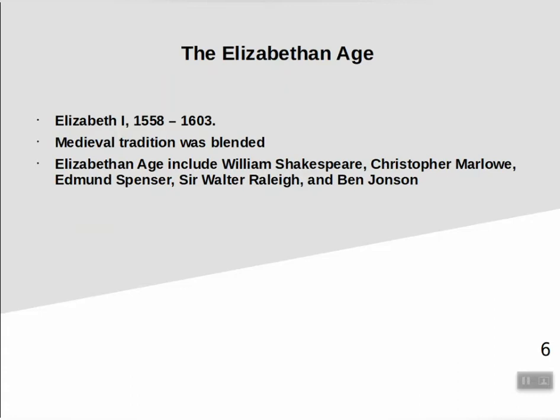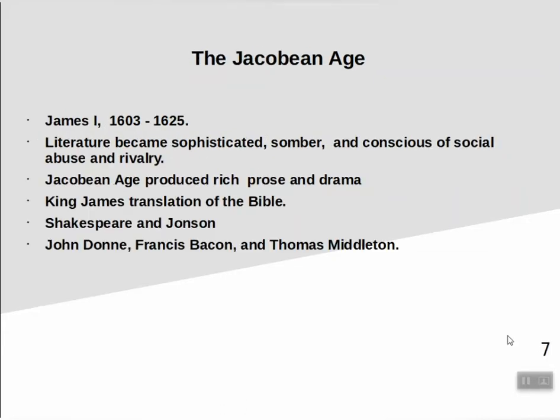The Elizabethan Age of English literature coincides with the reign of Elizabeth I, 1558 to 1603. During this time, medieval tradition was blended with Renaissance optimism. Lyric poetry, prose, and drama were the major styles of literature that flowered during the Elizabethan age. Some important writers of the Elizabethan age include William Shakespeare, Christopher Marlowe, Edmund Spenser, Sir Walter Raleigh, and Ben Jonson.